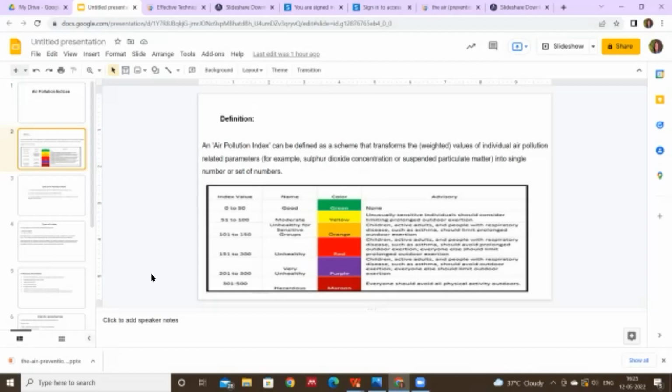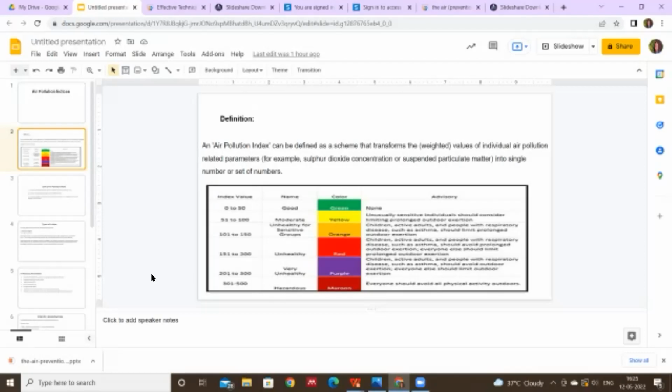Okay. So then 101 to 150, that is sensitive group. Sorry, 51 to 100 moderate. 101 to 150 unhealthy for sensitive group. It is denoted by orange color. Children, active adults, and people with respiratory disease such as asthma should limit prolonged outdoor exertion.